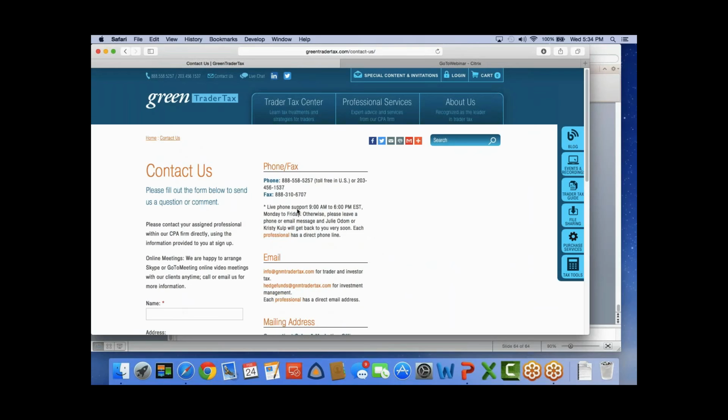Ronald, we did talk about LLCs. We didn't spend a lot of time on the entities. That's worthy of its own session. There's a whole chapter in Green's 2016 Trader Tax Guide on the entities and another whole chapter on retirement plans. Definitely get the guide. I guarantee it's going to save you a lot of money.